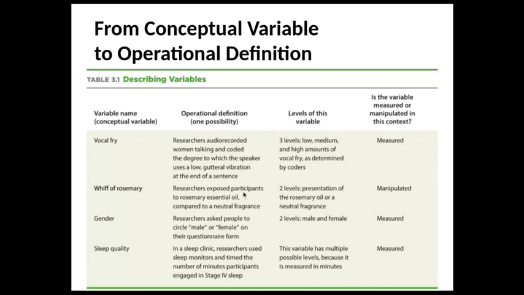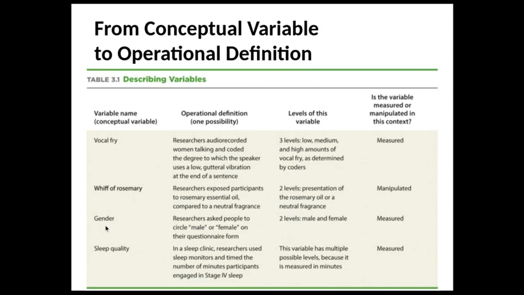They said researchers exposed participants to rosemary essential oil compared to a neutral fragrance. So in this case, it's a manipulated variable because either they were exposed to rosemary, or they were not. This is not saying what they measured. So this is a manipulated variable.